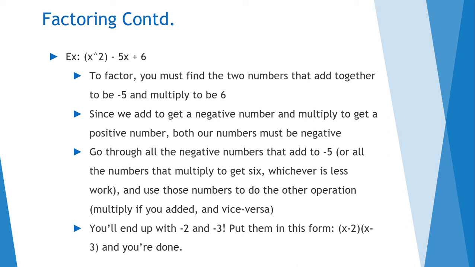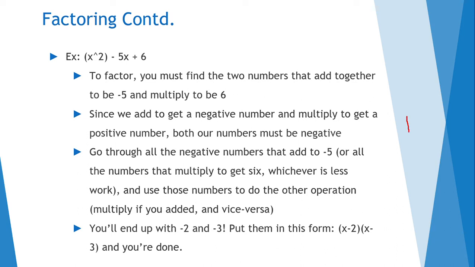So here's how I would go about this. Usually the numbers that multiply to get 6 are easier to find, because there's only a couple of numbers that would multiply to get 6. So that's what I'm going to go with. The only numbers that multiply to get 6 are 1 and 6, and 2 and 3, and then all the vice versas. So 6 and 1, 3 and 2. So that's only 4 numbers. Now we can take those 4 numbers and see if the pairs add together to get 5.